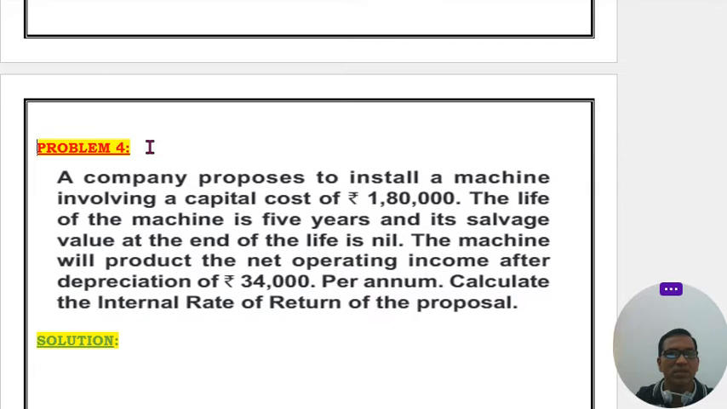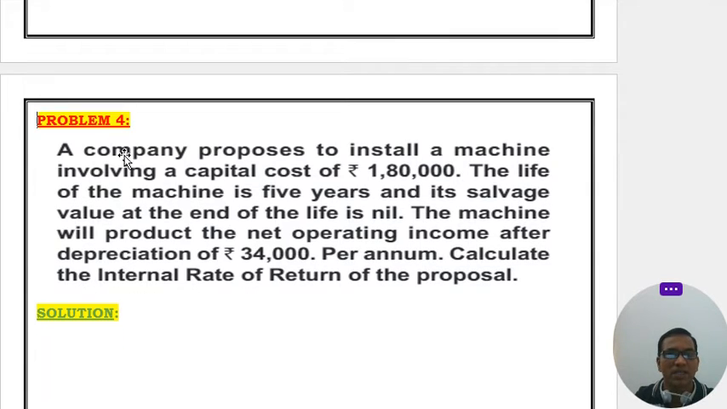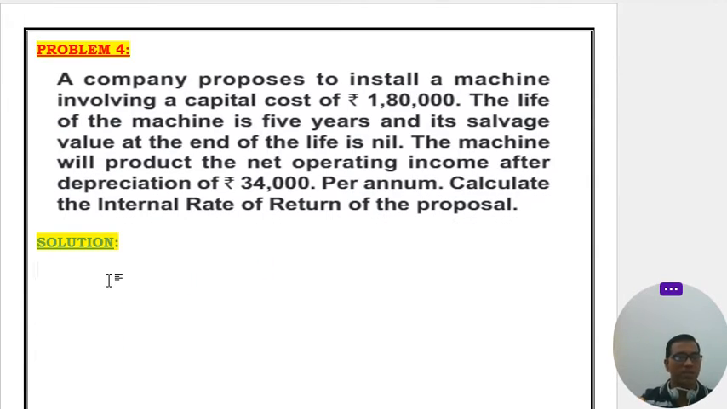This is an examination problem. Another examination problem taken from the exam paper is: a company proposes to install a machine involving a capital cost, that is cost of the project, 180,000. The life of the machine is 5 years and its salvage value at the end of the life is nil, no salvage value. The machine will produce the net operating income after depreciation of 34,000 per annum. Calculate the internal rate of return of the proposal.